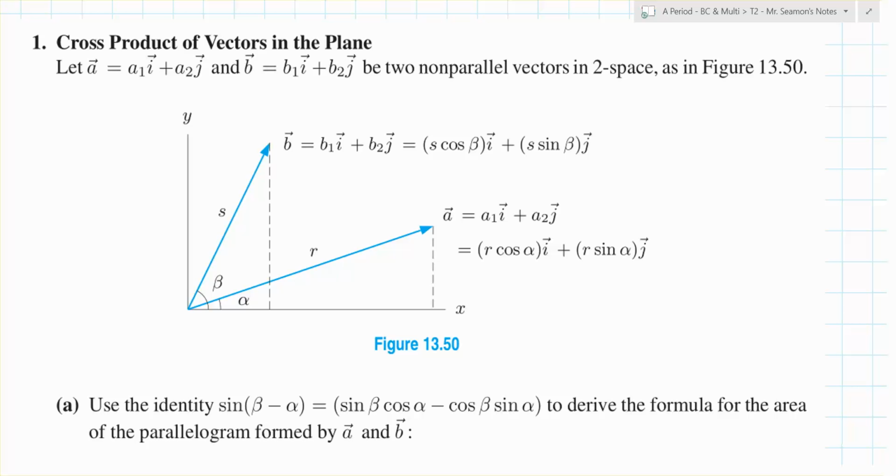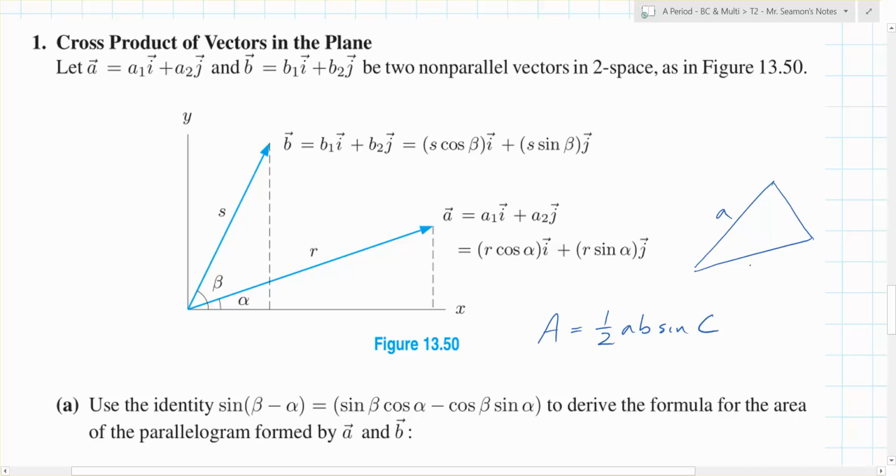So I'm going to give you both of the things you need to do this problem, part A right here, which is the area of a triangle is 1/2 AB sine C. If you have AB and angle C right there, that's the area of that triangle. Well, what's the relationship between this triangle area and the parallelogram's area? It's half of it, right? So what's the area of a parallelogram using this formula? AB sine C. Oh, there's your angle right there. So that's why they give you this thing right here.